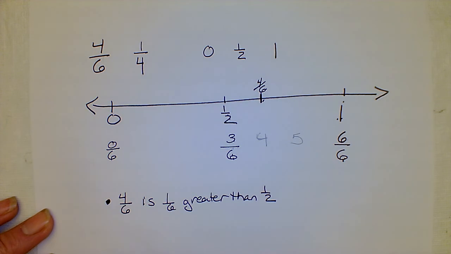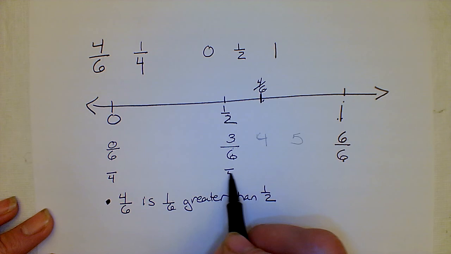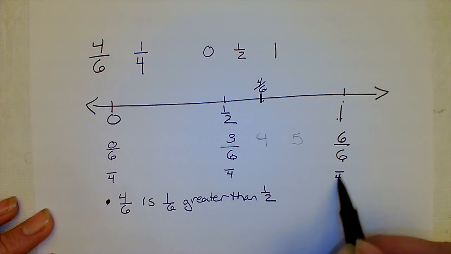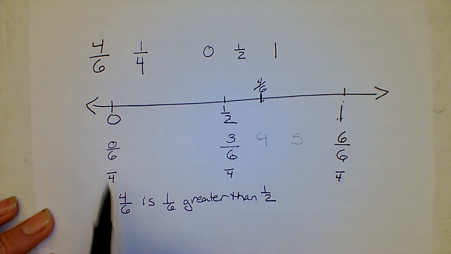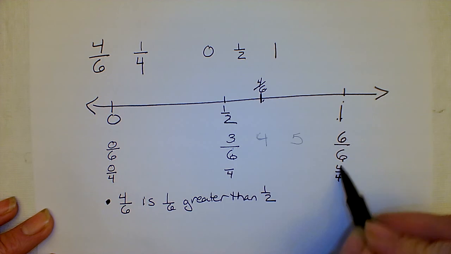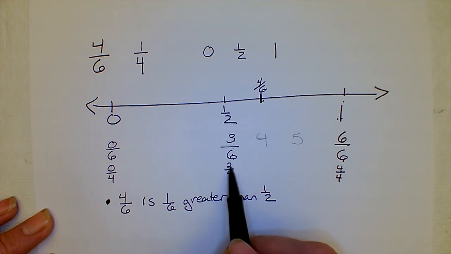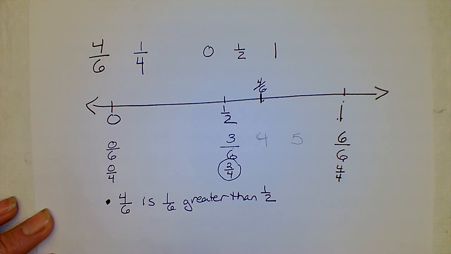All right, so now let's get that 1/4 on there. So I'm going to do the same thing. I'm going to turn my benchmarks into fourths just to help me understand it. And when I do that, I'd have 0/4 here, because it's always going to be 0. I'd have 4/4 here, and I'm sorry I'm squishing it in. And then here, half of 4 is 2. So 2/4 is equivalent to 1/2.